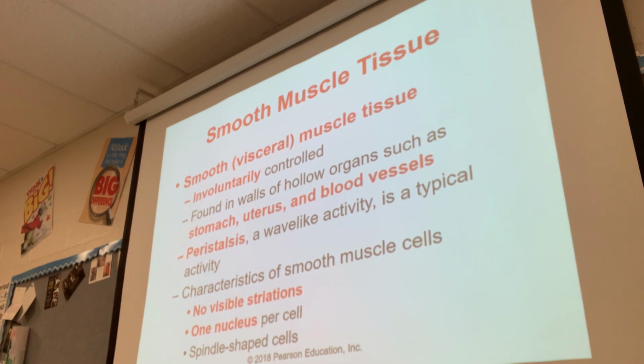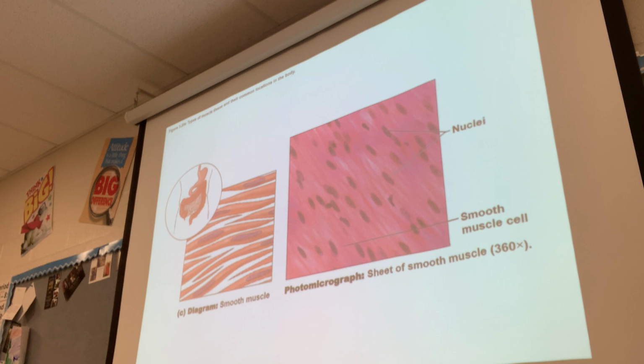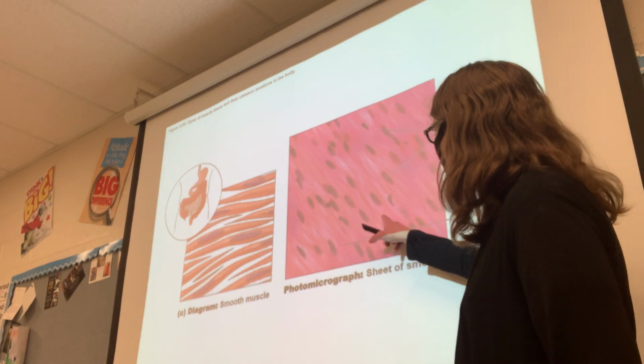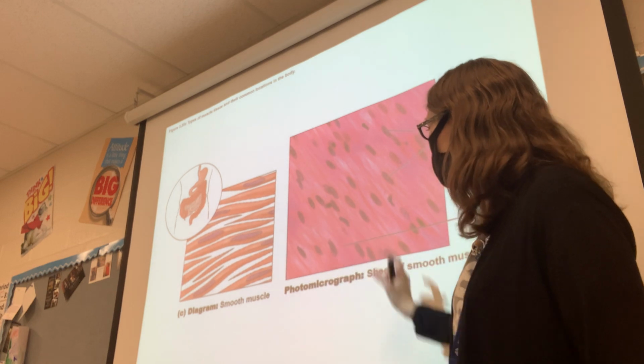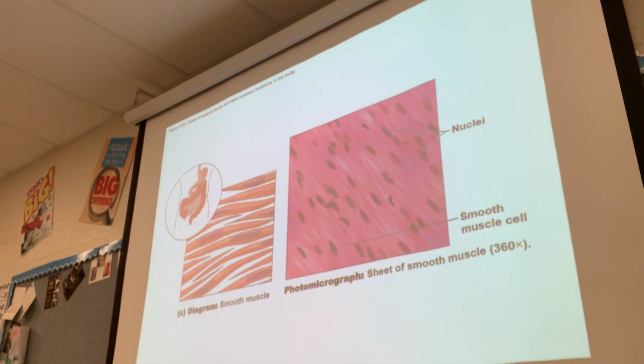Skeletal, cardiac, smooth. This is what the smooth looks like under the microscope. So you can see it has kind of a spindle shape where it's thin here at the sides and then kind of fatter in the middle and no striations. So that's really the best way you can identify it.